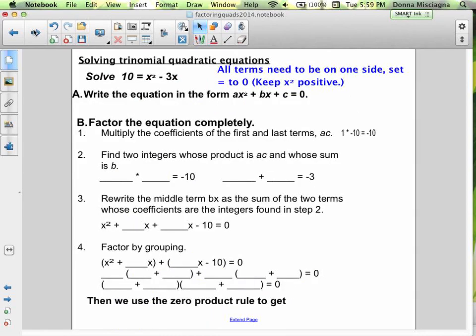All right, so now the next one here, that one is not in standard form. So I'm going to do that on the next podcast.